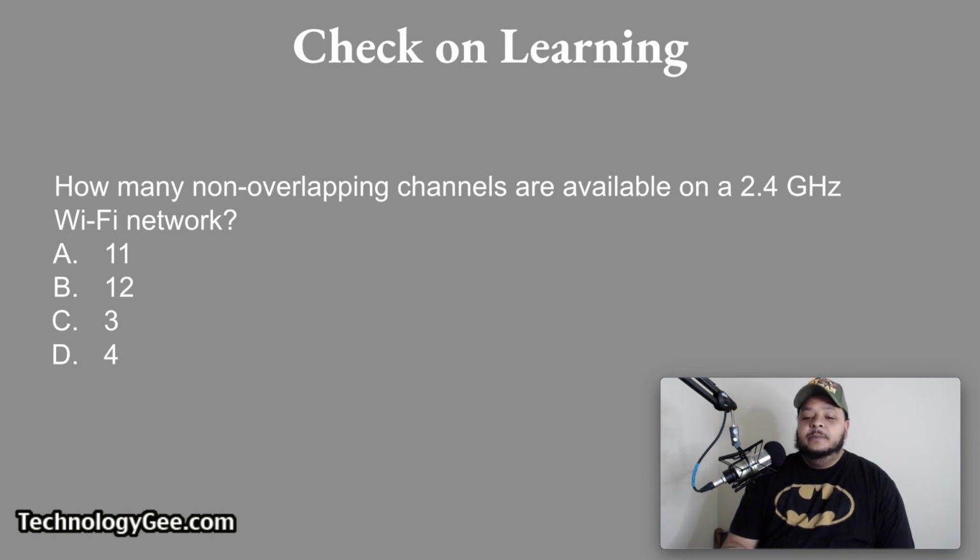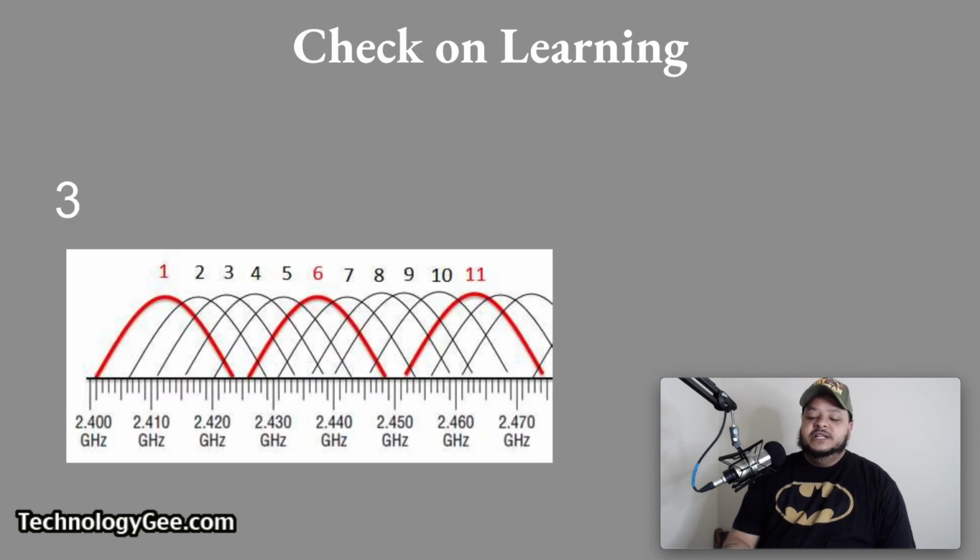The correct answer would be 3. Three channels are available. That would be channels 1, 6, and 11. So when you're setting up your Wi-Fi routers, it's going to ask you to select a channel. If you're using a 2.4 gigahertz frequency, select either channel 1, 6, or 11 because you will not overlap with any other channels, which could cause potential interference issues when you're using Wi-Fi.